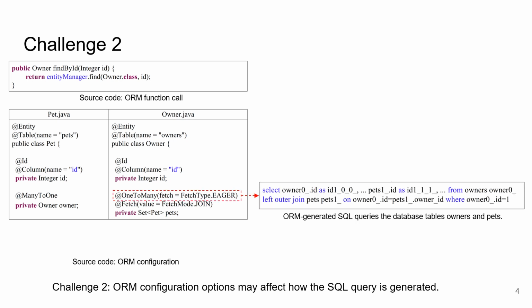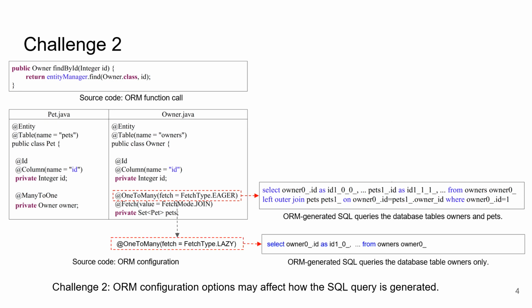When developers configure the fetch strategy as eager, the ORM framework will retrieve all the associated pets at the same time. To do so, the ORM will generate a SQL query to query the database tables owners and pets using join. If replacing the strategy with lazy, the ORM framework will retrieve the pets when needed. In this case, the ORM generated SQL query queries the database table owners only.